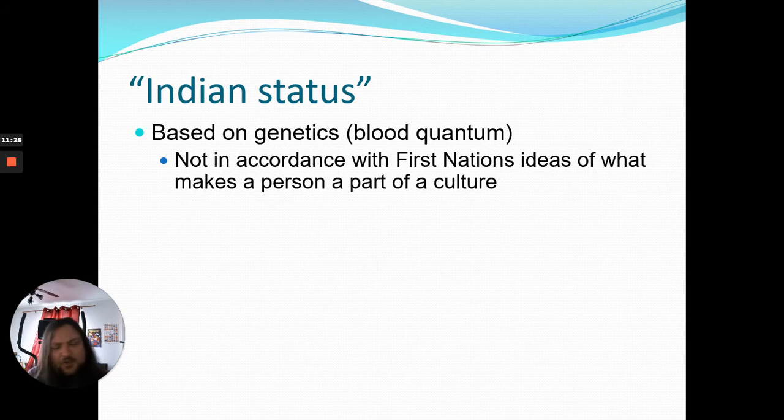Now, we can read up later on. Maybe some of you will want to do this for your final project if you want to learn more. There are some things that are phrased as benefits for people who have status. So on reserves, they don't pay taxes. This doesn't apply outside the reserve, right? That's a common thing. Oh, they don't pay taxes. They get free education, free this, free that.